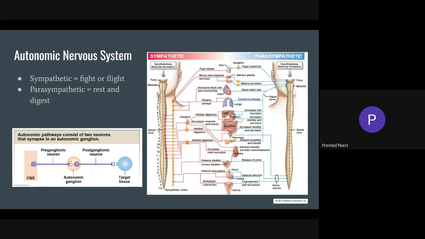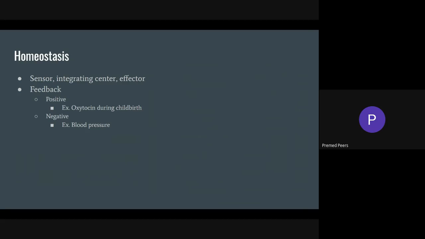Okay, let's see. So yeah, as you're probably familiar, your nervous system, especially your autonomic nervous system, is helpful for maintaining homeostasis. And just the overarching concept of homeostasis, you'll have a sensor, an integrating center, and an effector. So that can refer to homeostasis in your endocrine system. It can refer to your nervous system, whatever you're talking about. And then this functions mainly through feedback.